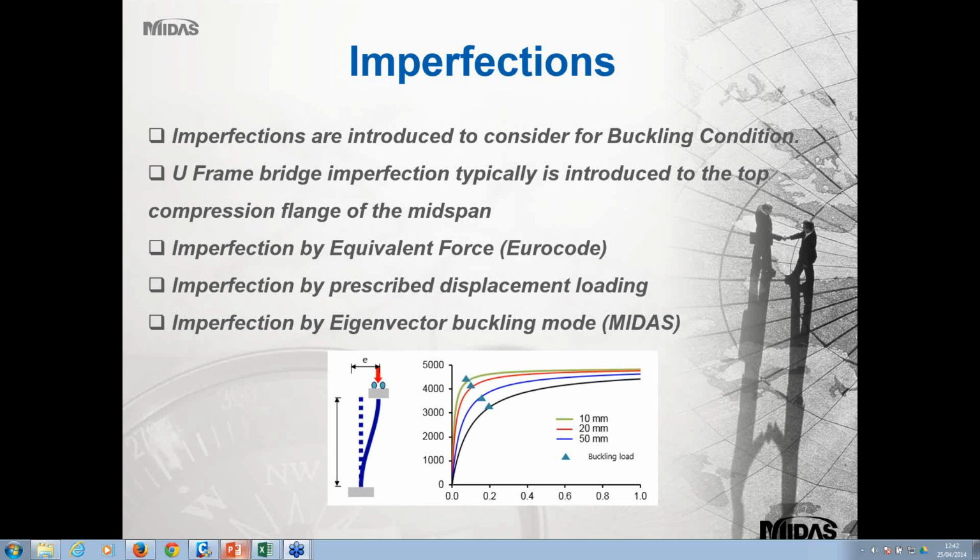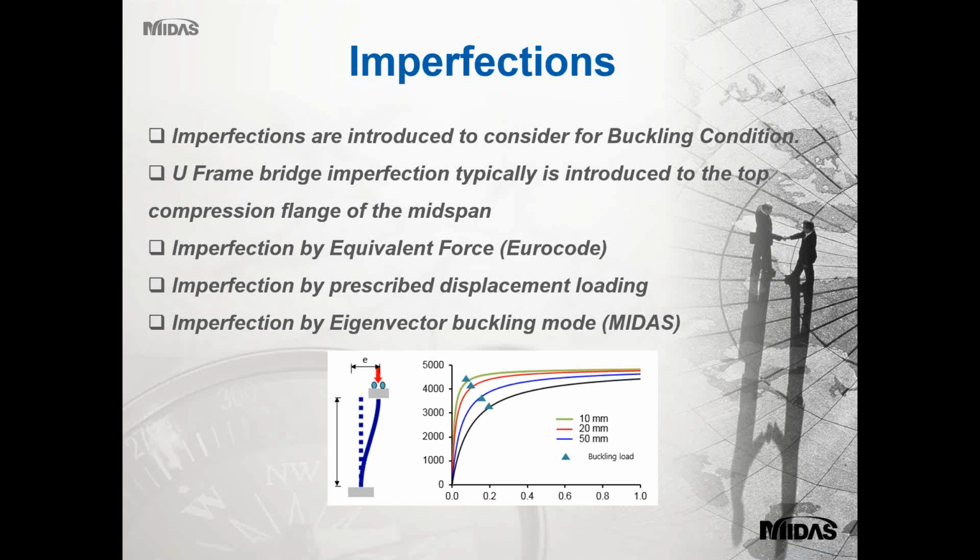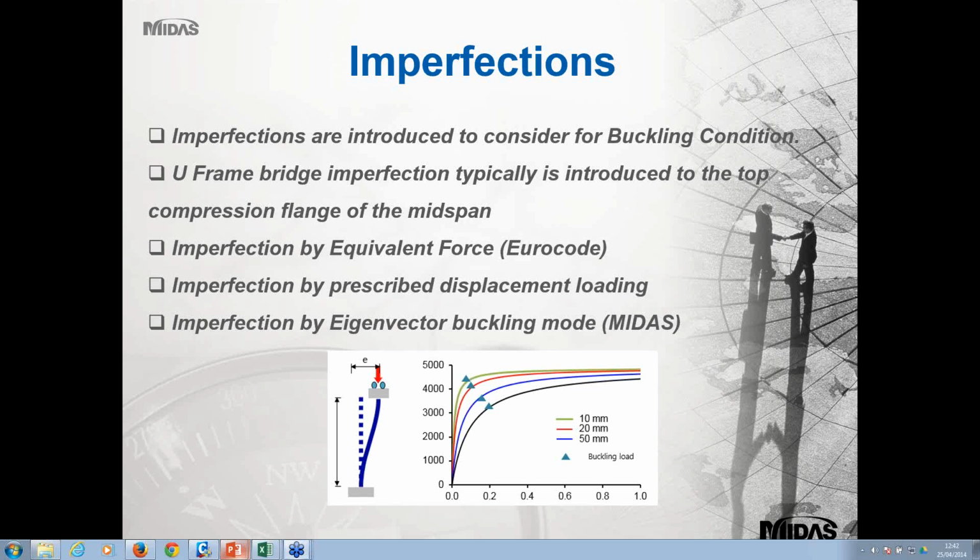Imperfections can be applied in 3 different ways. The first is as an equivalent force, as a unit load on the top flange, and calculating the displacements coming out of that unit load, and then applying those displacements as a final geometry of the bridge. So when the bridge geometry is changed, you can then apply other analysis types like nonlinear analysis and so on, and then consider the results based on the buckled shape. Now that method is based on Eurocode.